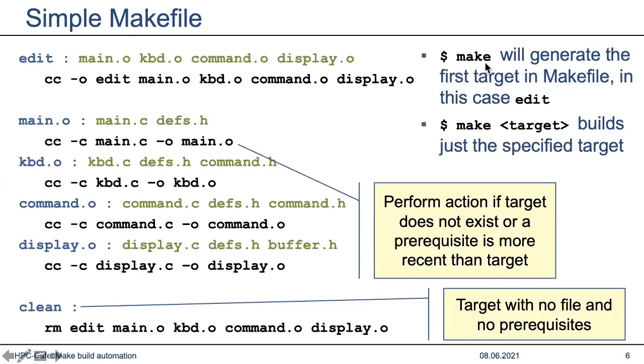Default is when you call make without any arguments, it will generate the first target in the makefile. In this case, the first target is the edit target. So when you just call make, then it will go through the makefile, and the first target it finds is the default target. Of course, you can call make with any target as an argument. For example, you could say make clean, but you could also say make command.o. That also would work. And then make would execute, if required, so if it's required to be rebuilt, this one and all dependencies that are necessary.